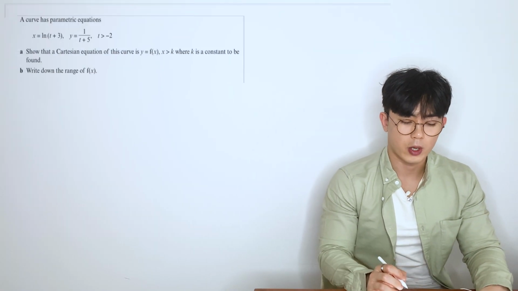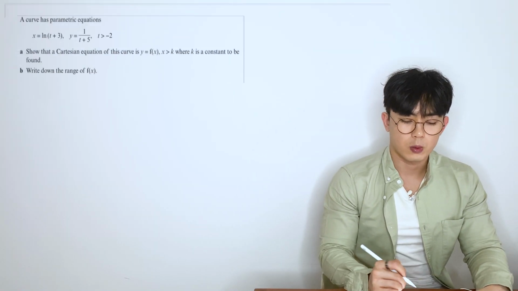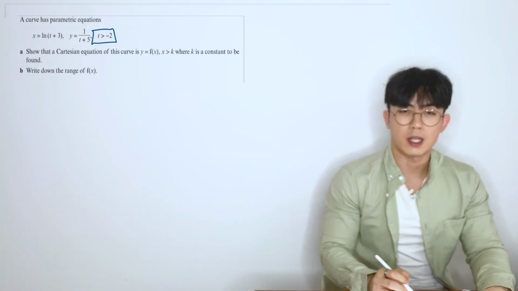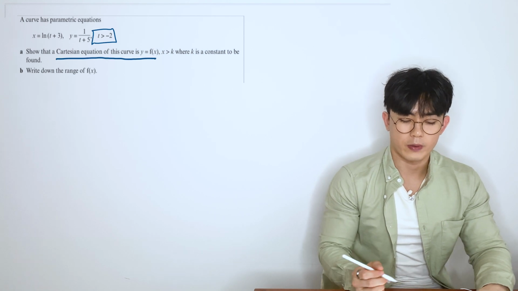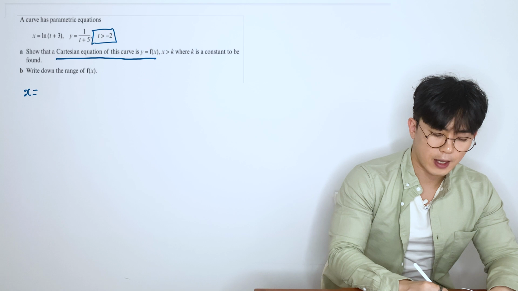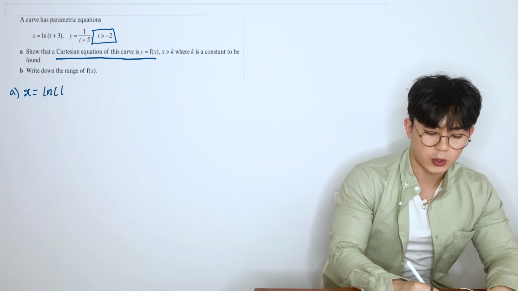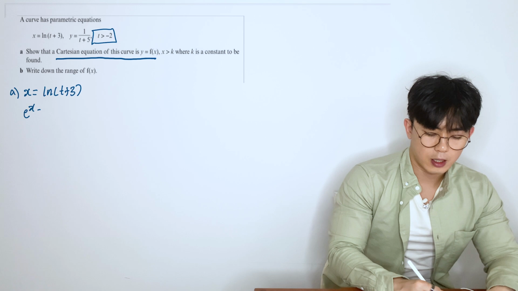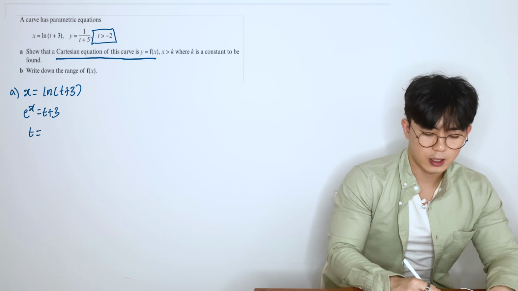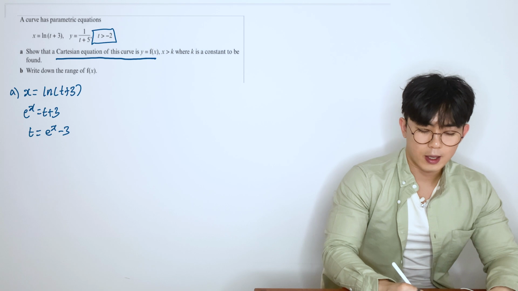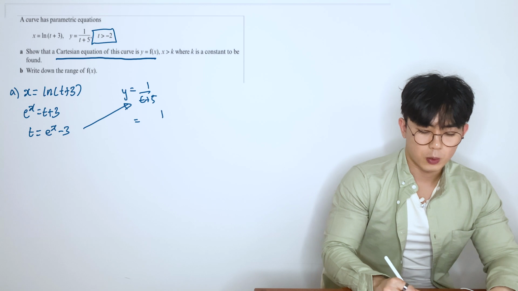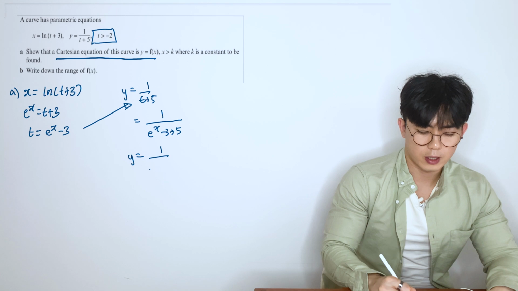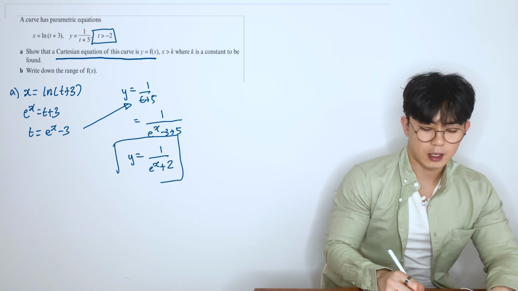So we have a parametric equation, x is ln t plus 3, and y is 1 over t plus 5, and the domain of t is bigger than negative 2. So it says show that the Cartesian equation is y in terms of f of x. So first things first, we have to get t in terms of x, because that's what we're going to substitute with. So we have e to the x is t plus 3, so therefore t is e to the x minus 3. Now y is 1 over t plus 5, so we found our t, so we can substitute it in straight away. So we have 1 over e to the x minus 3 plus 5, which is y is equal to 1 over e to the x plus 2. This here is our Cartesian equation.